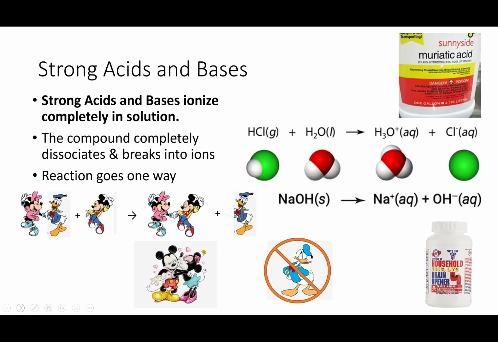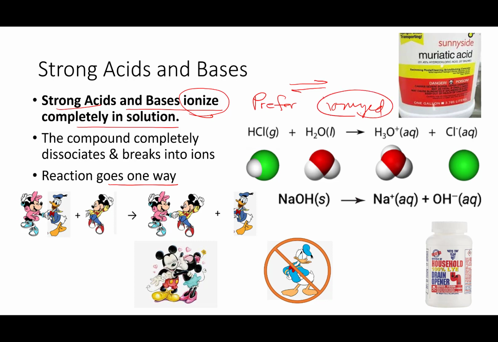Now, strong acids and strong bases are compounds that completely turn into ions in solution. So when they go into a water solution, it is a one-way reaction. Some of these chemical reactions, we've had symbols that indicate that they are reversible, but a strong acid and base actually prefer, or are chemically more attracted to, electrically more attracted to being ionized than being in a molecule state.